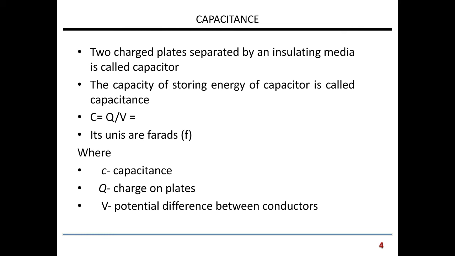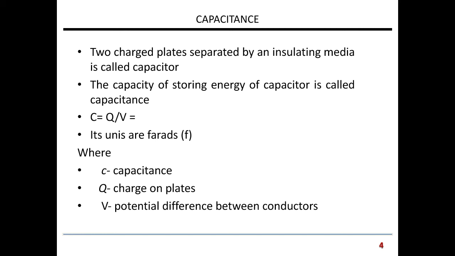The capacity of storing energy of a capacitor is called capacitance. We already stated that the capacitor is built for storing energy. So the capacity of storing energy of a capacitor is called capacitance, which is given by charge per unit potential difference. So the charge on the plates divided by the potential difference across the plates is the capacitance of the capacitor. According to the capacitance value, the capacity of storing energy of the capacitor is determined.